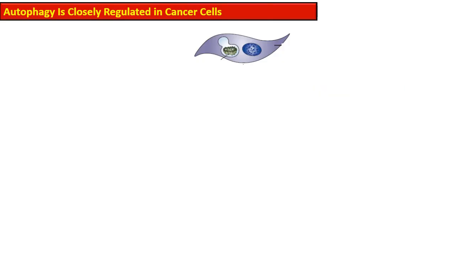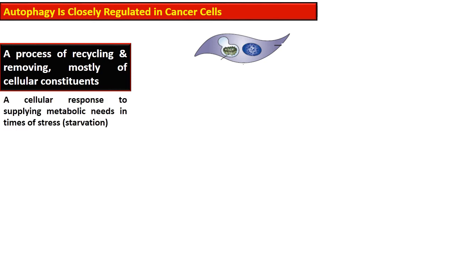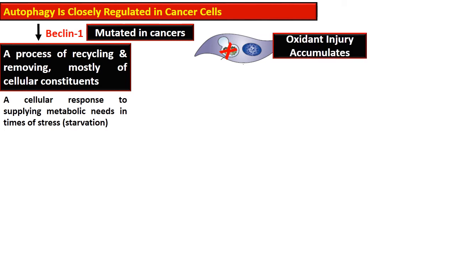So how is autophagy disturbed in cancer cells? The autophagy is a process of recycling and removing mostly damaged cellular constituents, and it is basically a cellular response to supply metabolic needs in the time of stress, such as starvation. This autophagy is accomplished by BECLIN1 that is mutated in most of the cancers. And if it is mutated, the autophagy mechanism is not working properly.